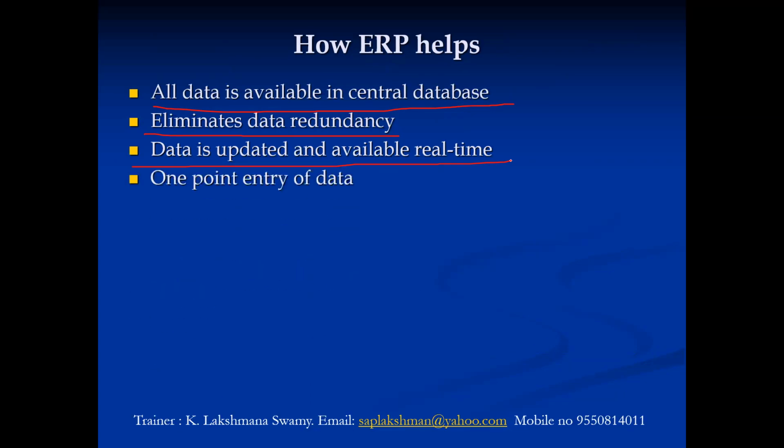Then one point entry of data means it is enough to enter the data at one point of the organization. One point of the organization means in one department of the organization. Then it will have the impact on the relevant points of the organization also. That's what I told you. When the purchase invoice is entered in the purchase department, it is posting the accounting entries automatically in the books of accounts. It is updating vendor account balances, total amount of purchases, and customer and inventory balances, etc. So it is enough to enter the data at one point of the organization.